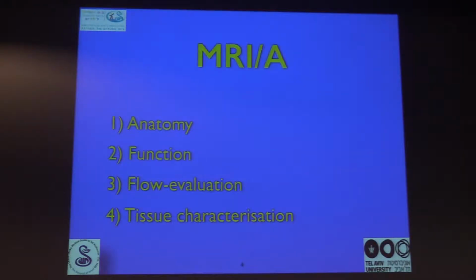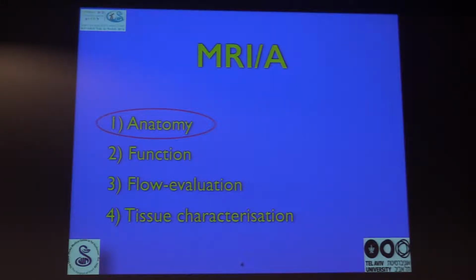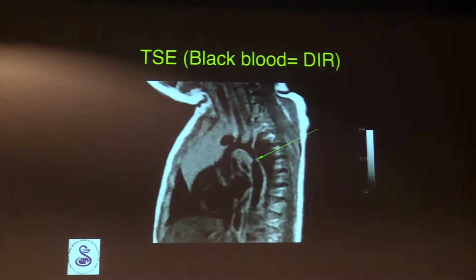So, MRI. The MRI gives us a good view of the anatomy. In the next slides, I will show you a few examples. Here you can see a double inversion recovery turbo spin echo, black blood images. It demonstrates blood vessels well, in black. We can see the aortic arch, and the arrow shows us aortic coarctation.